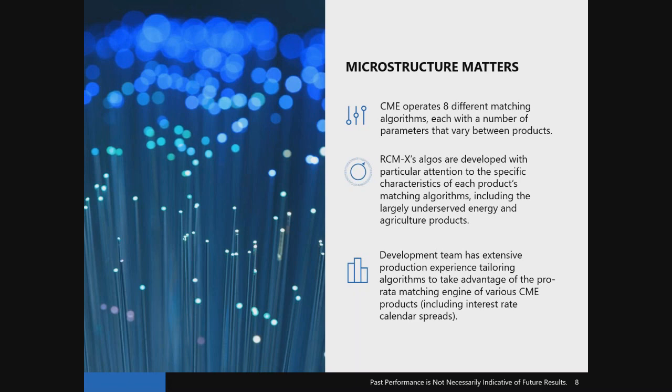But a lot of these nuances are what make up those slippage statistics that I mentioned before. Complications like the order ID display and matching engine characteristics are all things that RCM-X can solve for you.